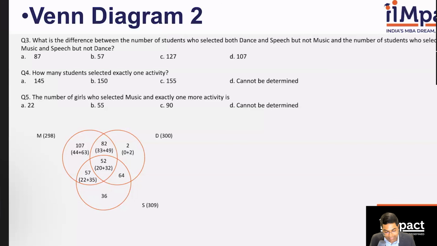So how many students selected exactly one activity? We can just add the 3 numbers, and we will get our answer as 145. And this was 107. And the number of girls who selected music and exactly one more activity. So music and exactly one more activity. So this, and that's 55. And that's the end of this set.